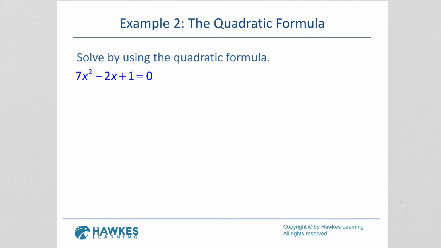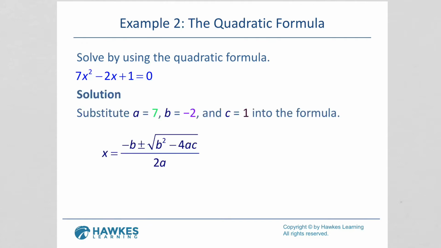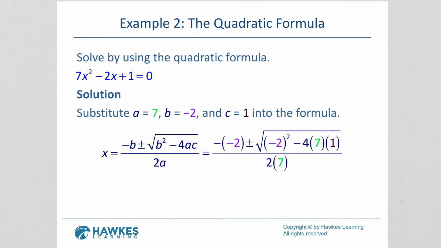Example 2, solve by using the quadratic formula. 7x squared minus 2x plus 1 equals 0. For our solution, we substitute a equals 7, b equals -2, and c equals 1 into the formula. X equals the opposite of b plus or minus the square root of b squared minus 4ac all over 2a. That's equal to the opposite of -2 plus or minus the square root of -2 squared minus 4 times 7 times 1 all over 2 times 7.